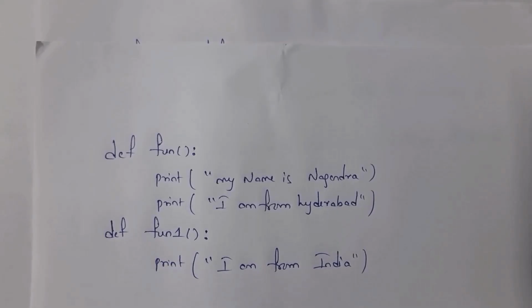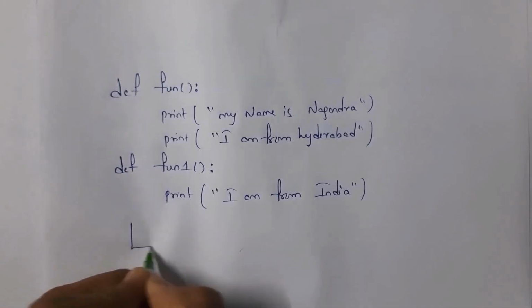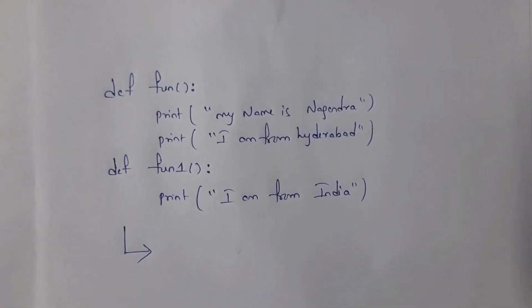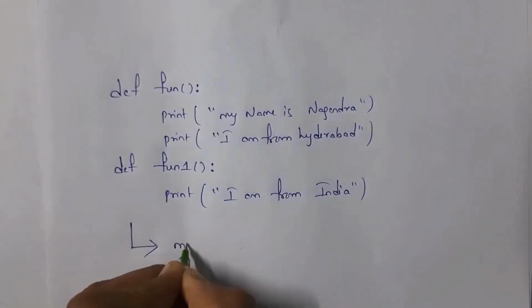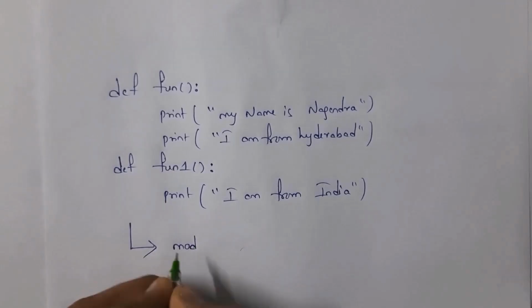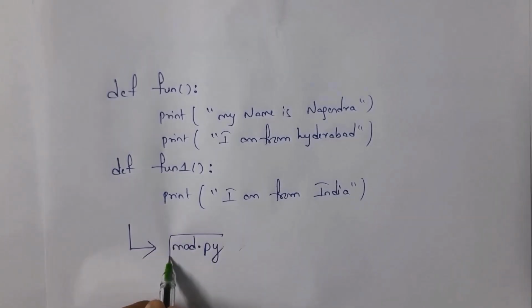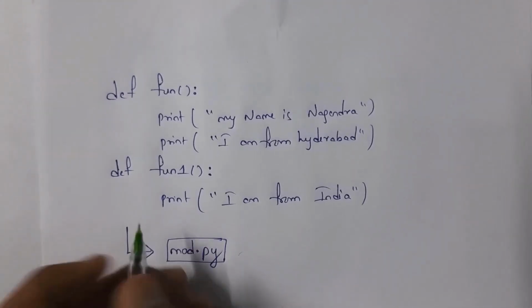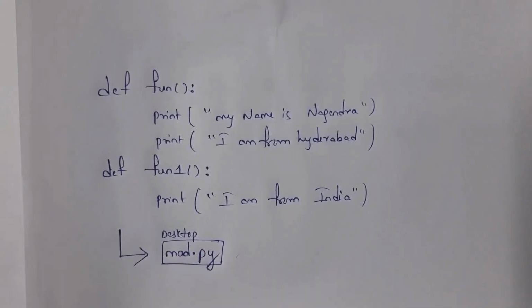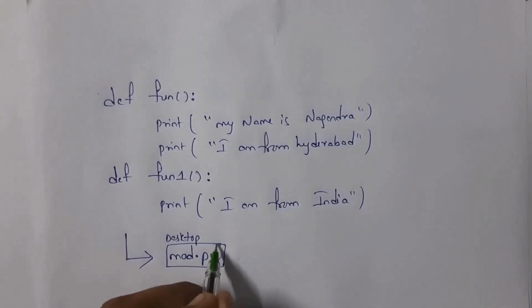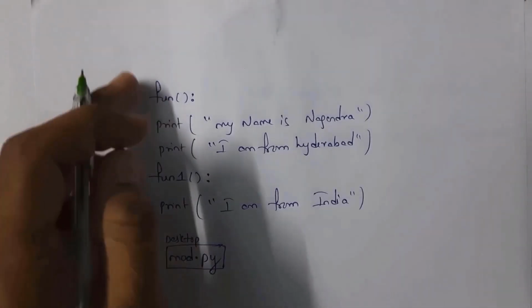They are fun and fun1. And next we need to save this file. As you know, we will save this file with .py. I'm giving this module name as mod, so I give the name mod.py. This is nothing but a module. I'm saving this file in the desktop location. This is how we create a module. We call this mod.py a module because it is a collection of functions.